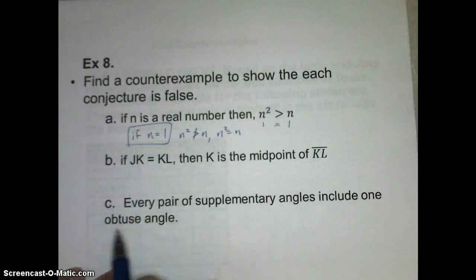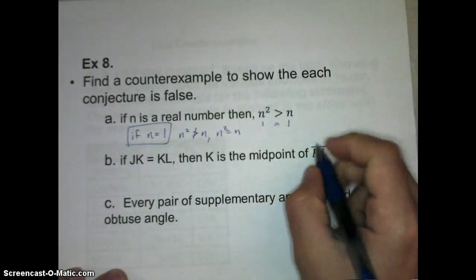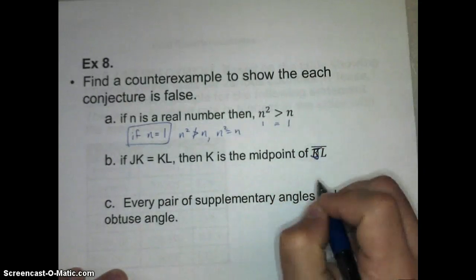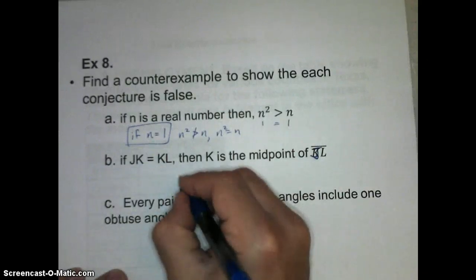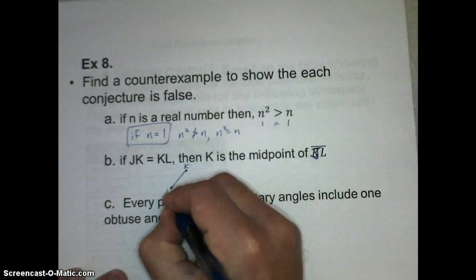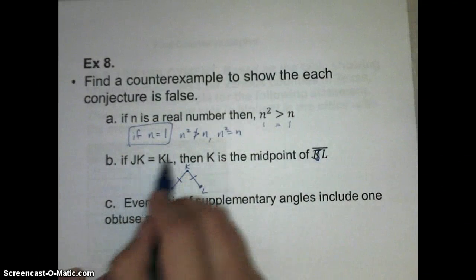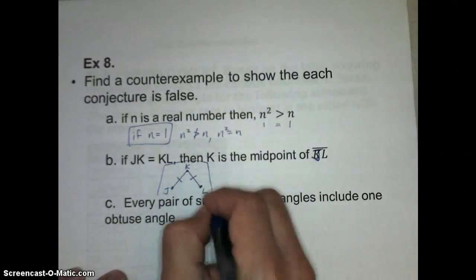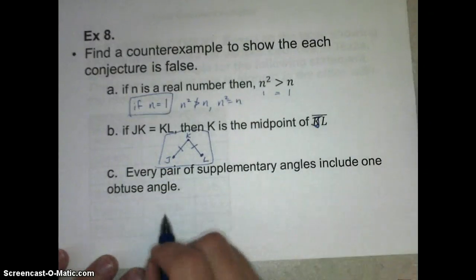Part B, if JK equals KL, then K is the midpoint of segment, that should actually say JL, just a typo. Okay, well that works if they're collinear, but that never says they're collinear. We could come up with a situation where there's point K, there's point J, and there's point L, and these are congruent segments, so those are equal, but K is not the midpoint because they're not collinear. So there's a counterexample.